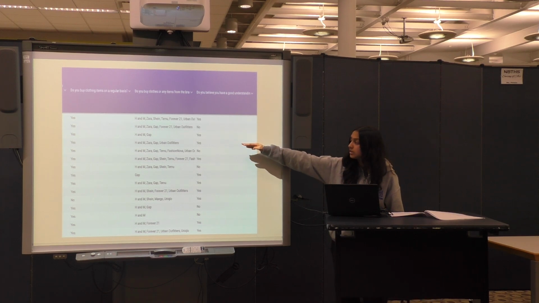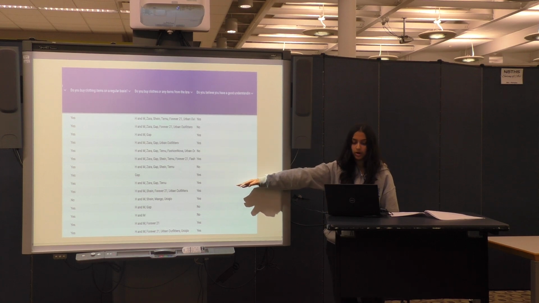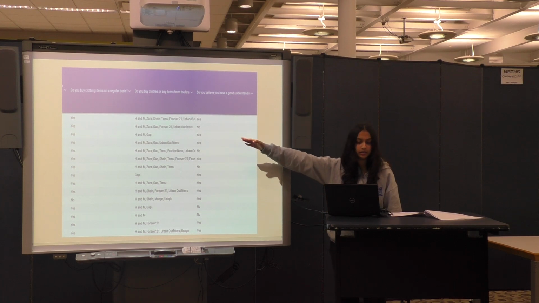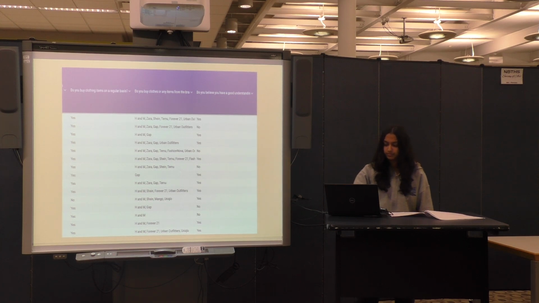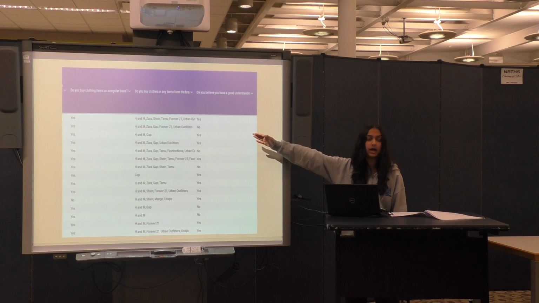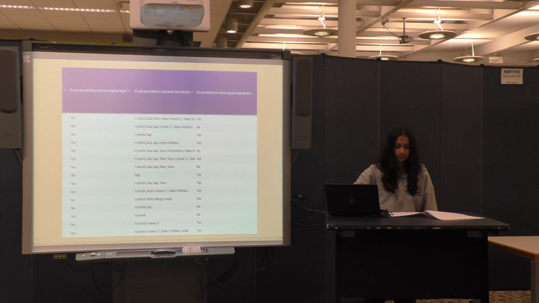So as you can see here, almost all of the survey respondents have listed that they bought from at least H&M and Zara, and of course Gap, showing that these people have bought from fast fashion brands. They also listed that they do have a good understanding, or some have, some haven't. It's kind of varied here.